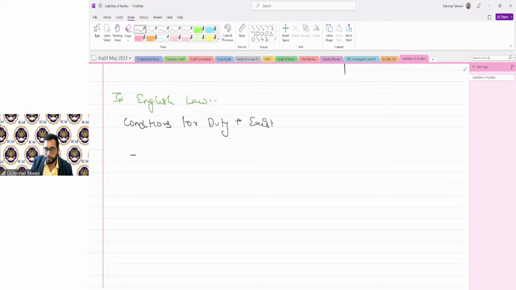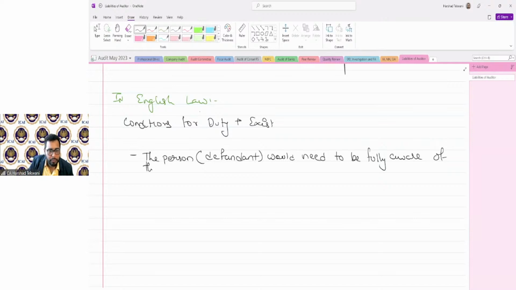Okay, number one, the person needs to be fully aware of the nature of the transaction. The plaintiff, or in this case, let's say for example, Mr. X, the auditor, is required to be aware of the full transaction that ABC Limited is going to take. So the person, or I will say defendant here. Defendant means the person who is defending himself, maybe an audit firm or auditor or accountant. The defendant would need to be fully aware of the nature of the transaction that the plaintiff had in mind.